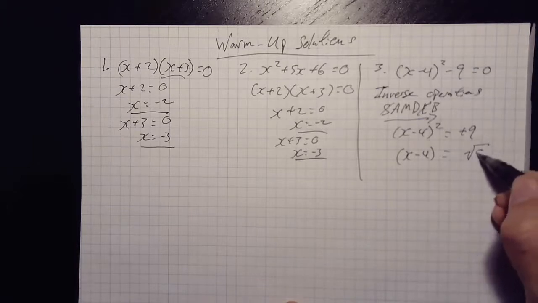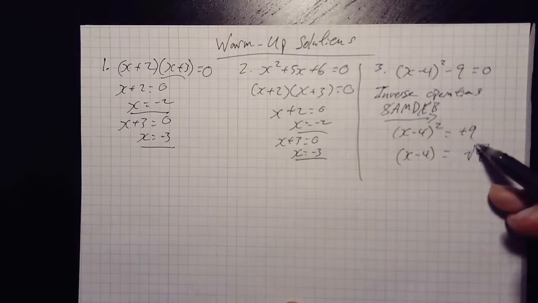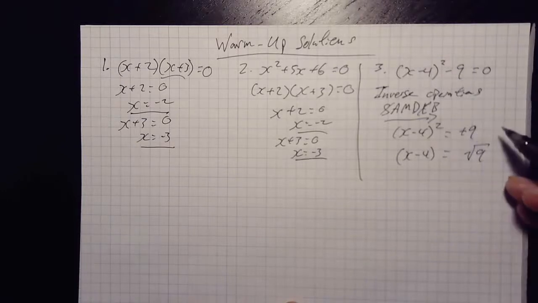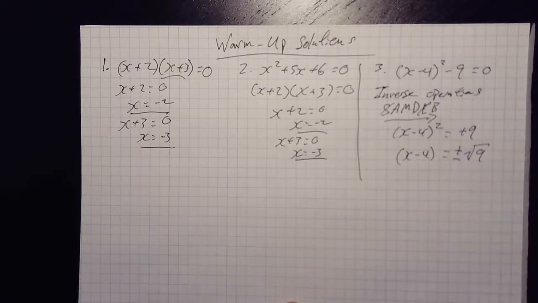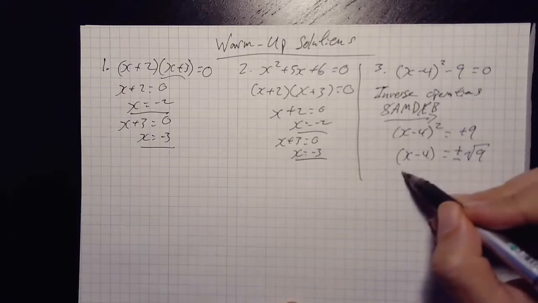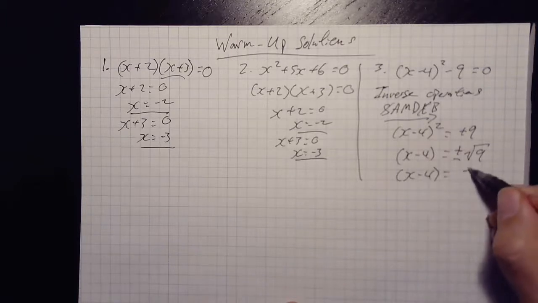So I'm going to take the square root, so x minus 4 is equal to the square root of 9. Now one thing to keep in mind here is when I take a square root, two numbers could square to 9. It could be a positive 3 or a negative 3. So whenever we take a square root, we're going to put positive or negative in there. And so then I'm just going to simplify on the next step. x minus 4 must be equal to plus or minus 3.